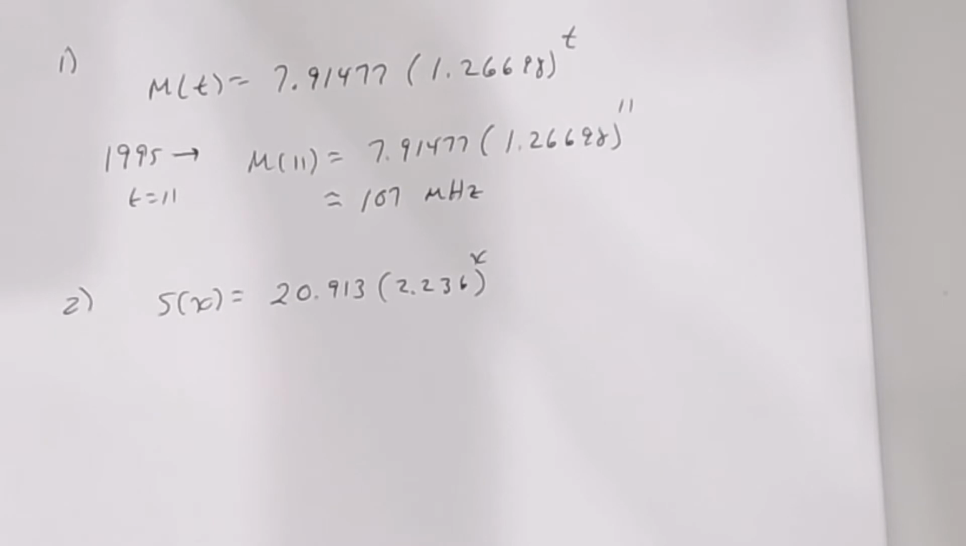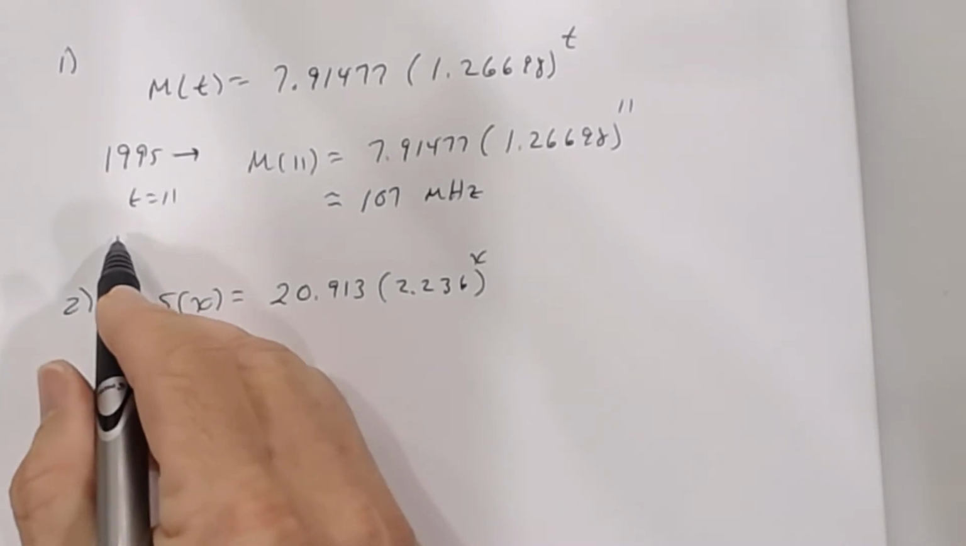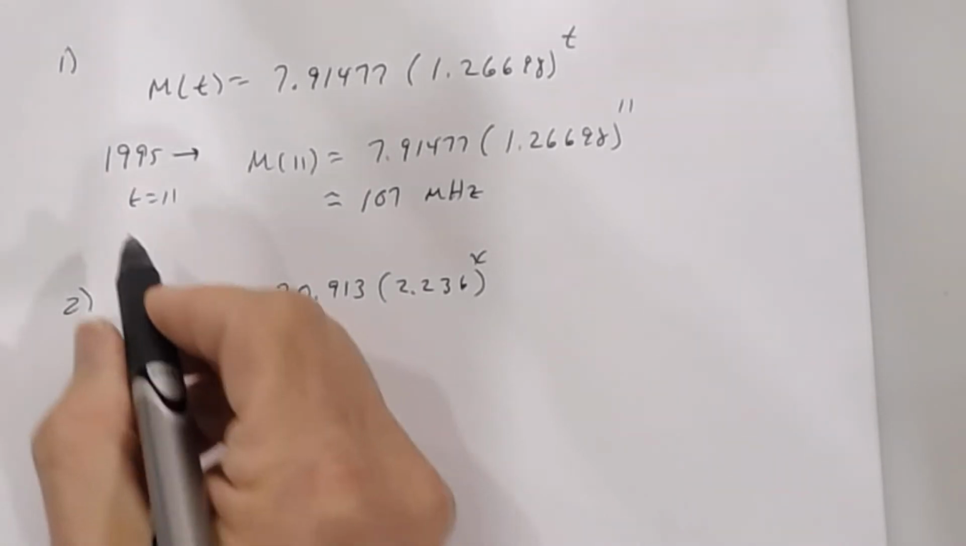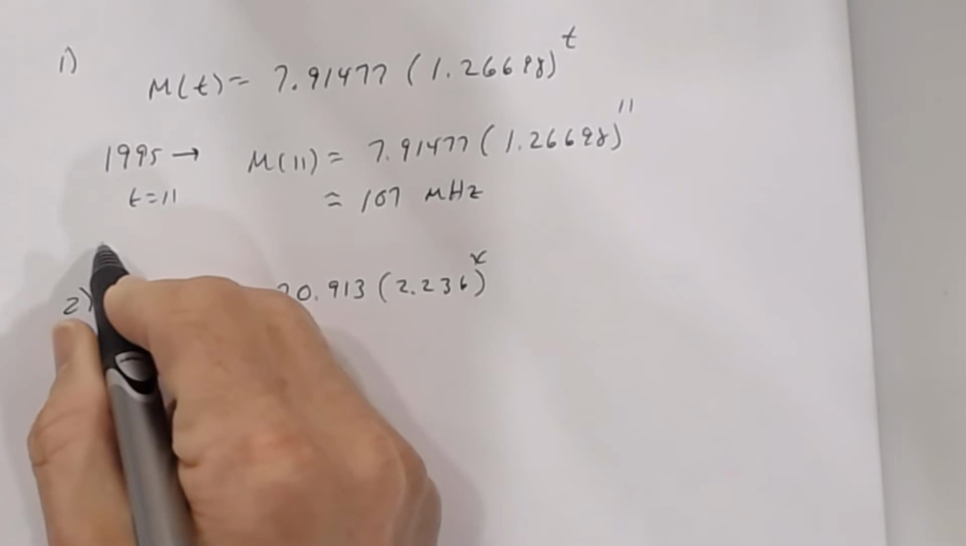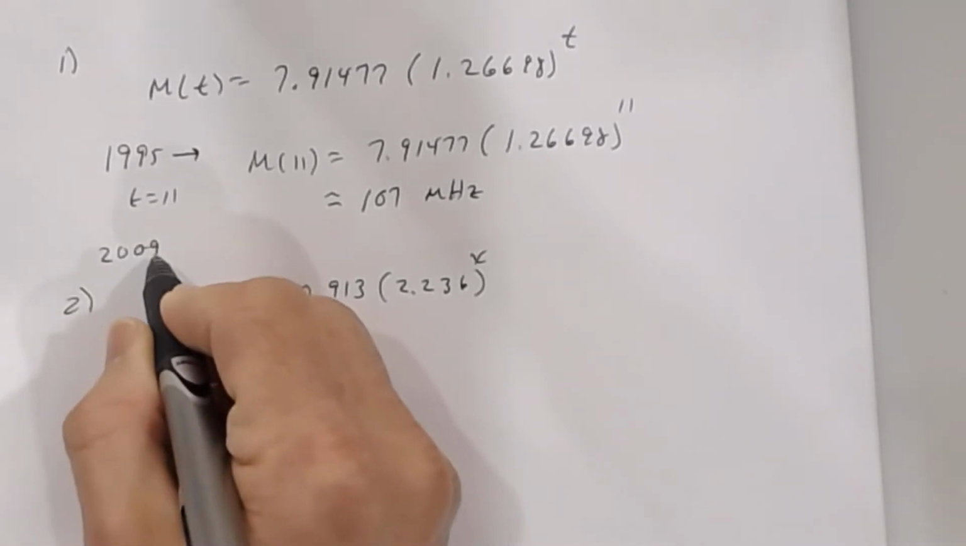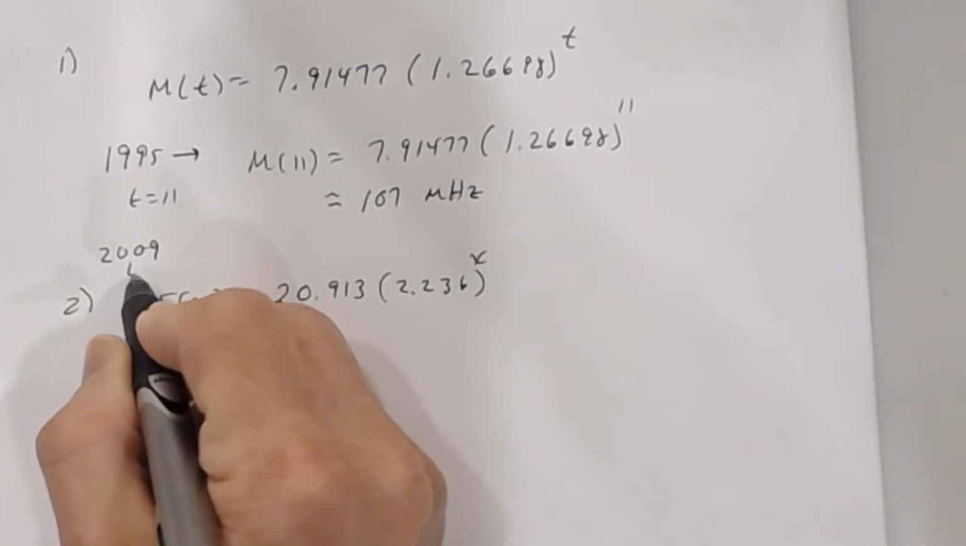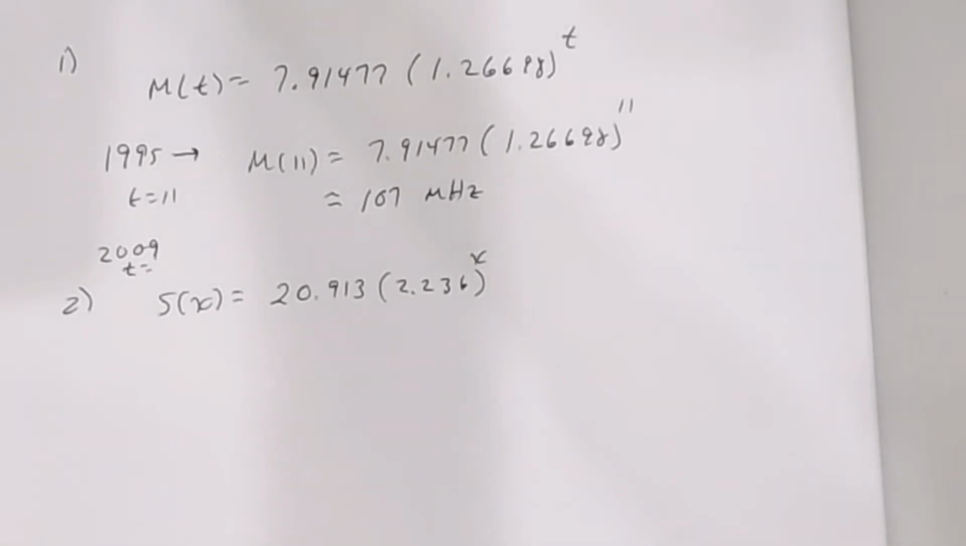Which one do you want to do? Hold on. Oh, I forgot to do the other one, didn't I? Oh, yeah, two parts. In number 1, I forgot to do the second part, 2009, excuse me. So let's do the 2009. What's t in this case in 2009 if you go back to number 1? 25. 2009 subtract 1984. 25.